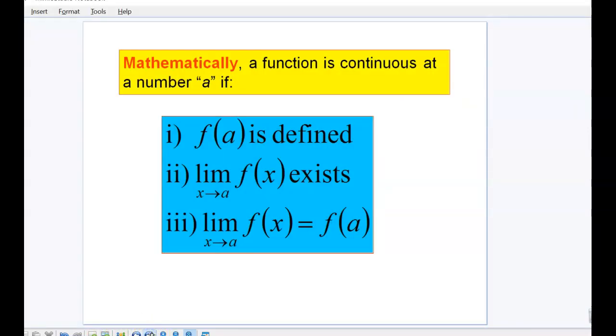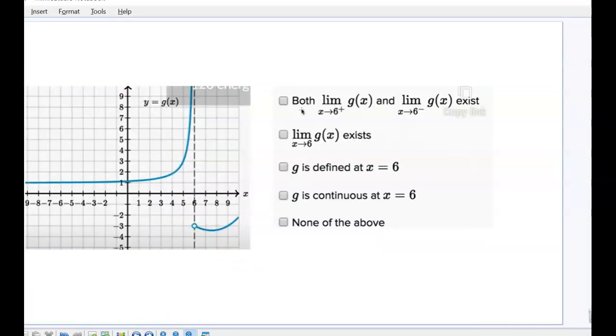So if a function is continuous at a number a, first of all, the function at a has to be defined. The limit as x approaches a of that function has to exist, and basically statements 1 and 2 have to equal each other, and we saw that in the first video. The limit as x approaches a of my function has to equal the function at a. So let's take a look at this example, and let's see what is true.